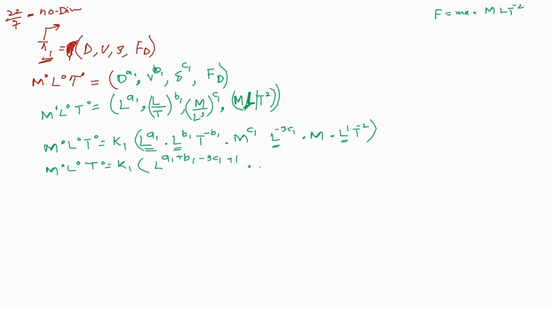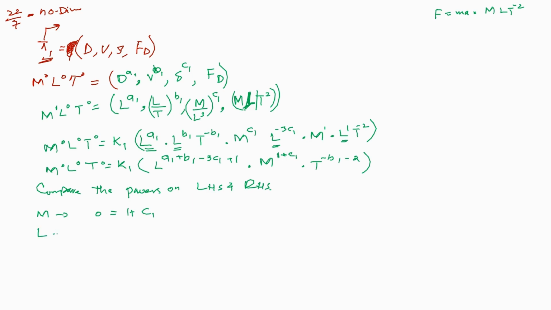What are the powers of m? M has a power of only 1, and here it is plus c1. This is 1 and this is c1. And t is, here it is minus b1 and here it is minus 2. So simply we will compare the powers on left hand side and right hand side. M is 0 on left hand side, so for m we will form an equation 0 equal to our power of m is 1 plus c1.